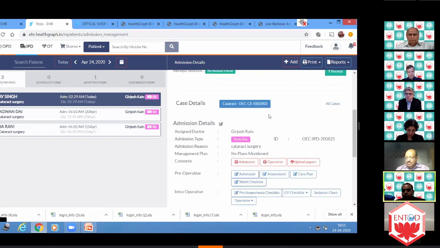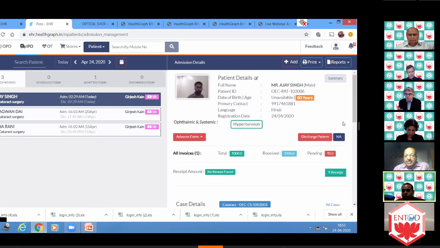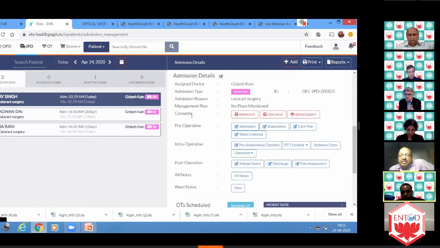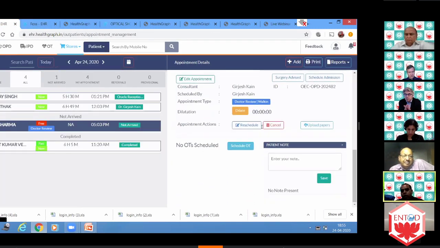Now the patient comes to the IPD. We advise a cataract surgery and admit the patient. This is the admission consent, and it is already fed in there.